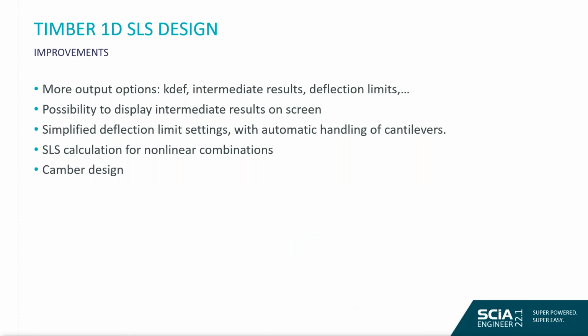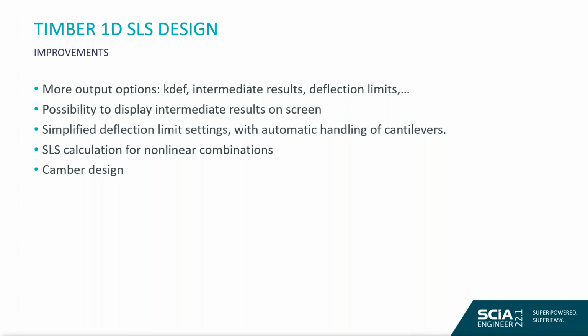The first one is that there are more output options. You can show the KDEF, you can show some intermediate results of the deflections, like the instantaneous deflection. You can display the deflection limits, not only in the reports or in the result tables, but also on the screen. So you can show the final deflections of your structure on the screen instead of, like previously, only the unity check.